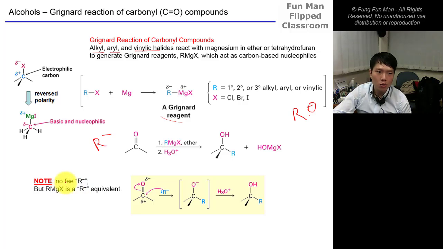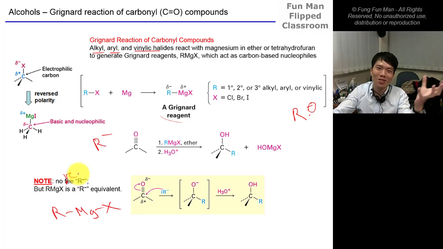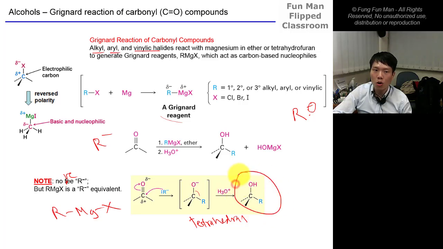Take note, again, there's no free R-, there's only RMgX, which has a partial covalent and semi-ionic bond here, so that's why you can't detach it totally. RMgX attacks the carbon that's electron deficient and breaks the pi bond, but it doesn't come up already, it just stays there as a tetrahedral intermediate, and then the O- picks up the H+ from the acid, and you get back the alcohol. So one more time, carbonyl compound, Grignard reagent, alcohol.